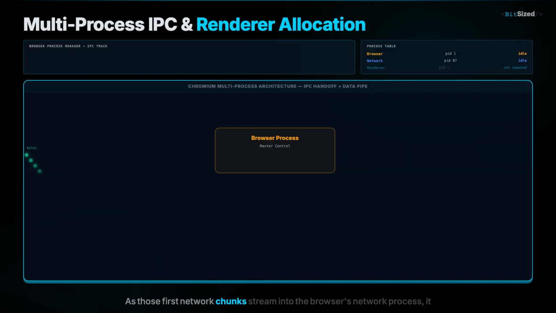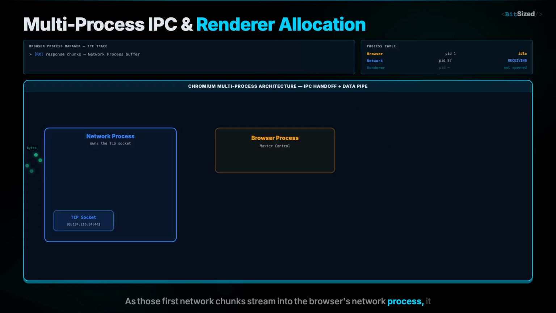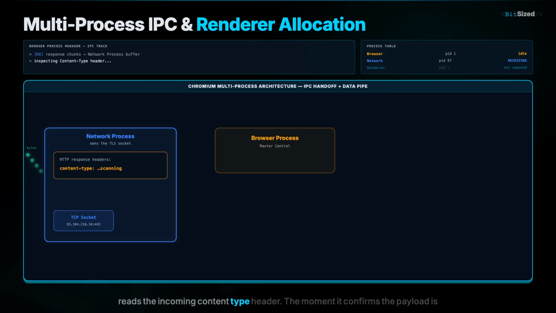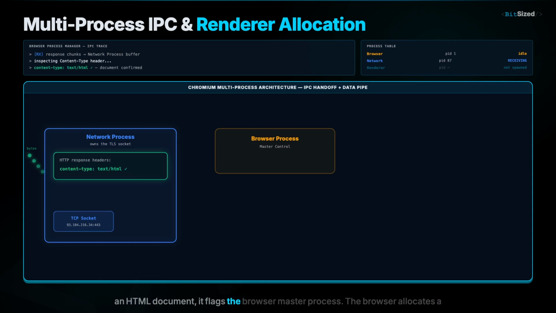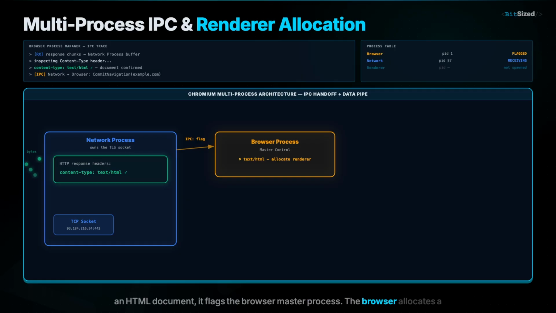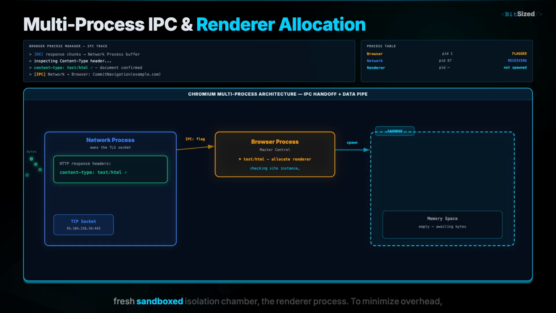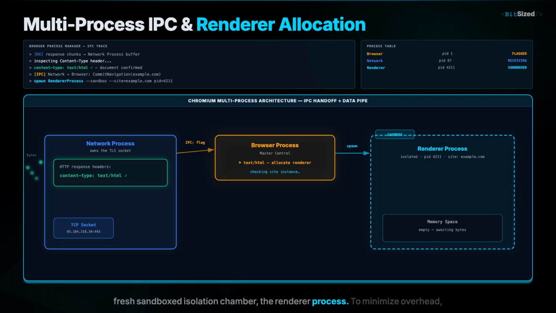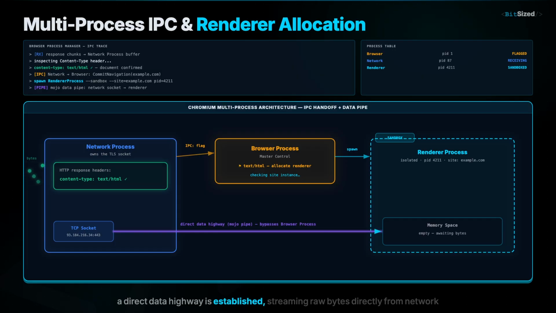As those first network chunks stream into the browser's network process, it reads the incoming content type header. The moment it confirms the payload is an HTML document, it flags the browser master process. The browser allocates a fresh, sandboxed isolation chamber, the renderer process. To minimize overhead, a direct data highway is established, streaming raw bytes directly from the network socket straight into the renderer process memory space.